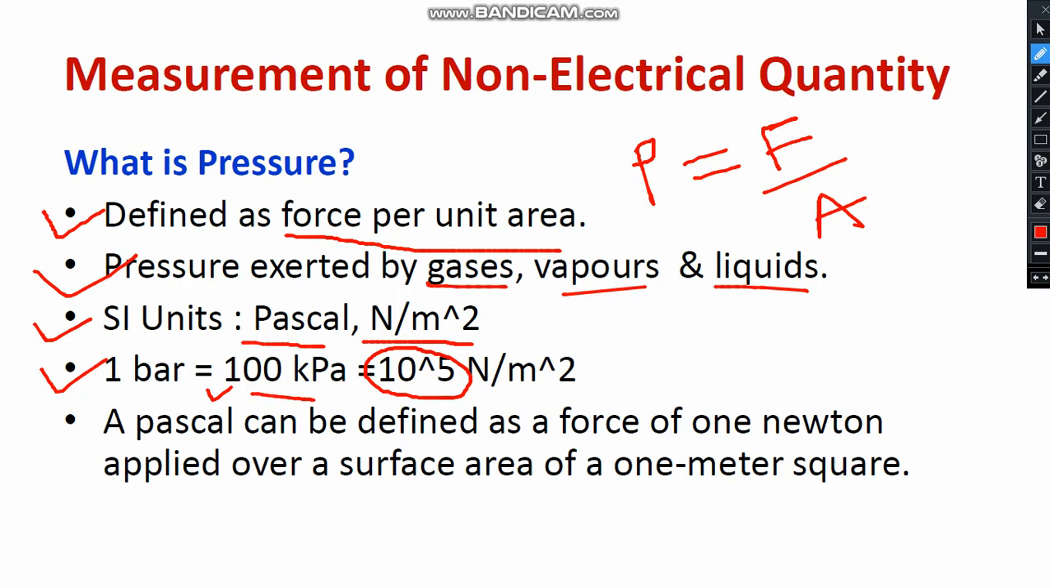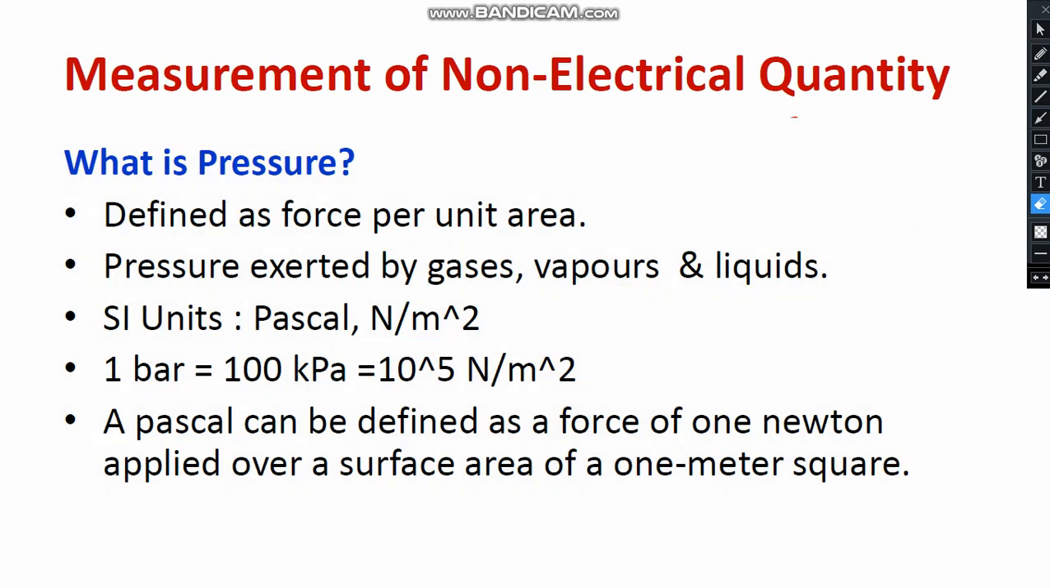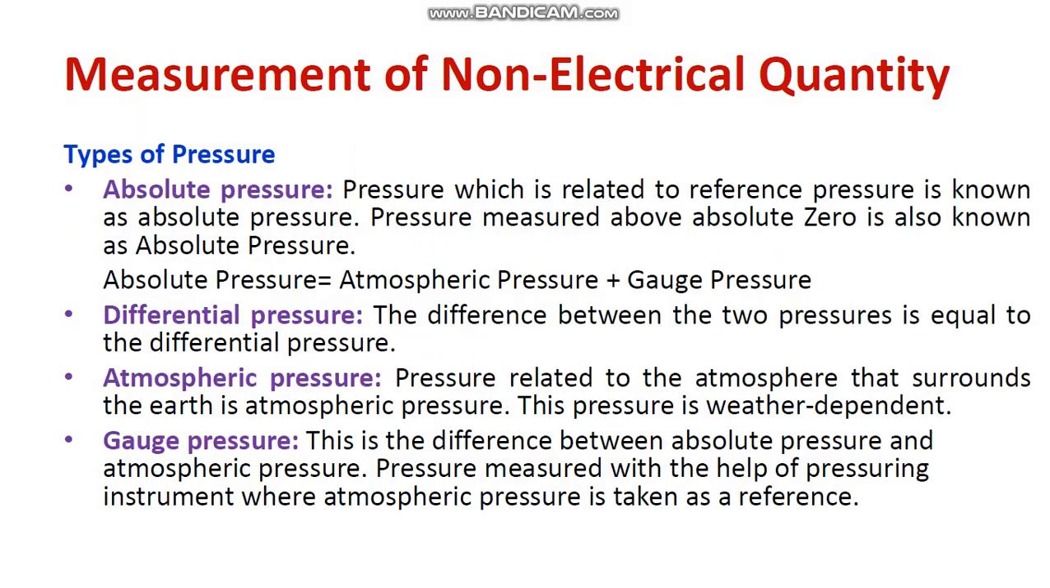Let us define what is a Pascal. A Pascal can be defined as a force of 1 Newton applied over a surface area of 1 meter square. So that is the meaning of Pascal. You can study the definition. So this is the basics of pressure. Hope you have understood what is pressure. Moving on to the further discussion.